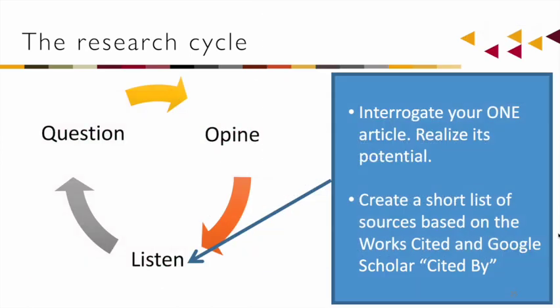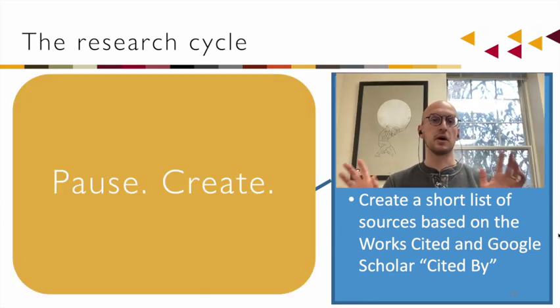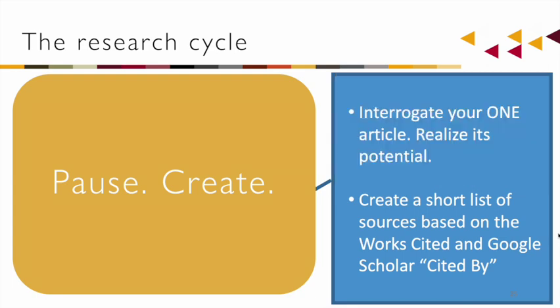So, what I want you to do, interrogate your one article and realize its potential. It has everything there that you need to be able to finish a research project, especially at the undergraduate level. What I want you to do is create a short list of sources based on the works cited and the Google Scholar cited by tool. Okay, pause. I'll be here when you're done.